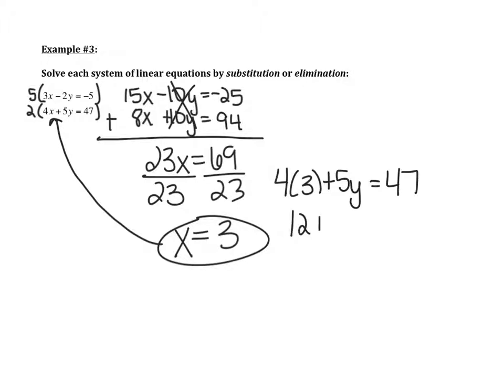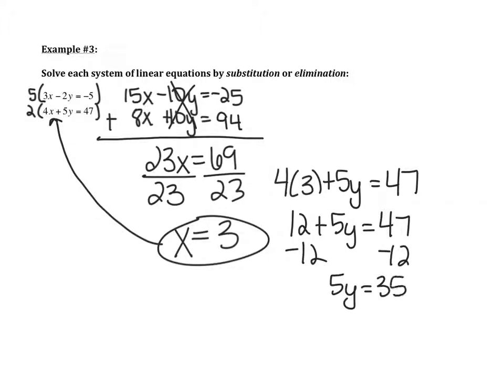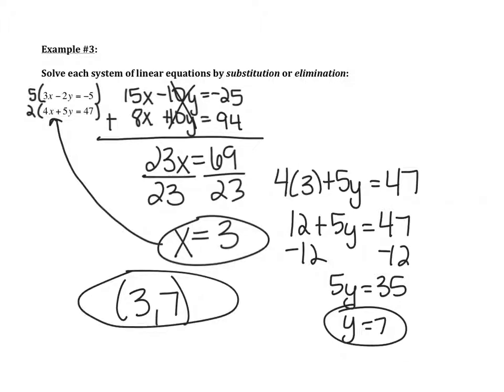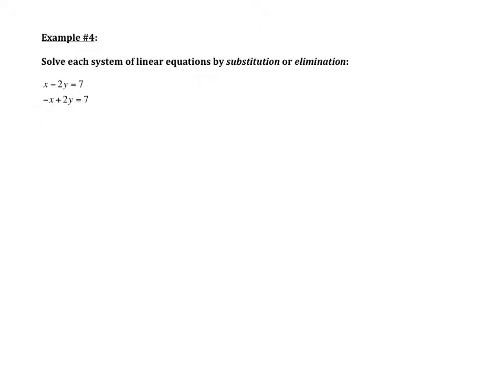4 times 3 is 12. If I subtract 12 from both sides, I end up with 5y equals 35, and then if I divide both sides by 5, I get y equals 7. So my final answer would be 3, 7. So here is another case where my variables did not cancel out, so I do not have no solution or infinite solutions. I just have one precise place where the two lines would intersect if I were to graph them. Let's look at example number 4.